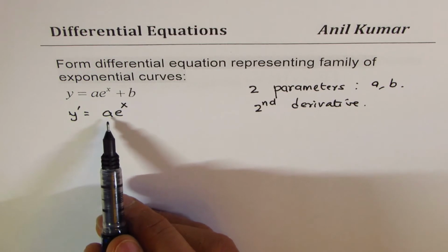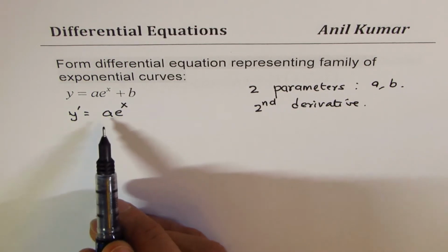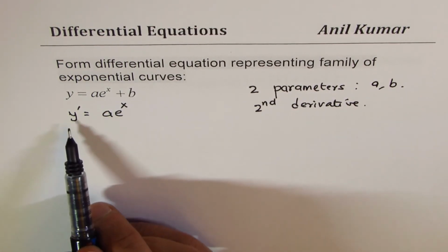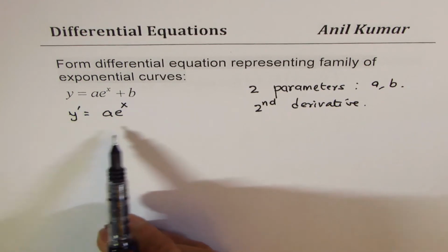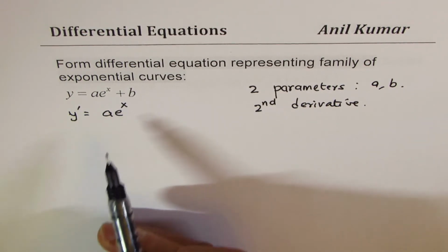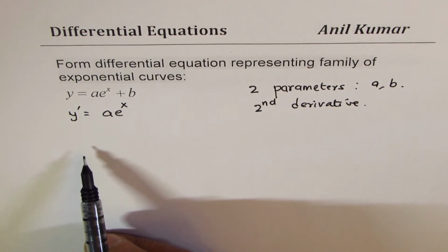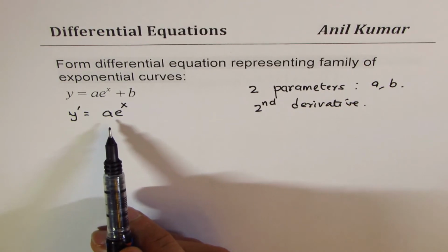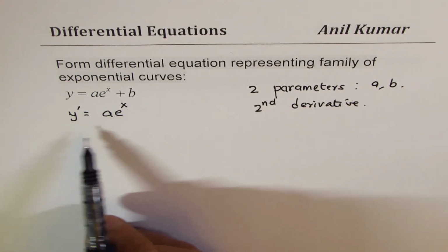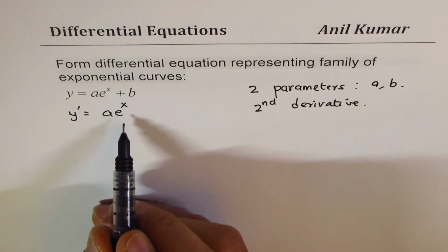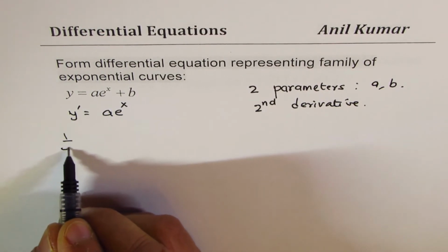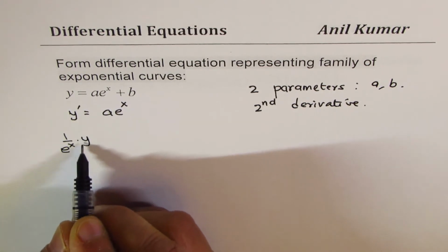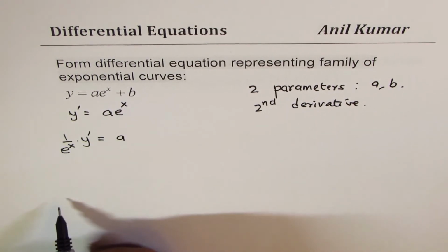Now how do I eliminate a? Now that is kind of tricky. If I find the second derivative, I get a term with a, right? This is where you need to use some techniques to eliminate a. So what I will do here is rearrange this equation. Keeping the constant on the right side, I could write this as 1 over e to the power of x times the first derivative equals a, correct?